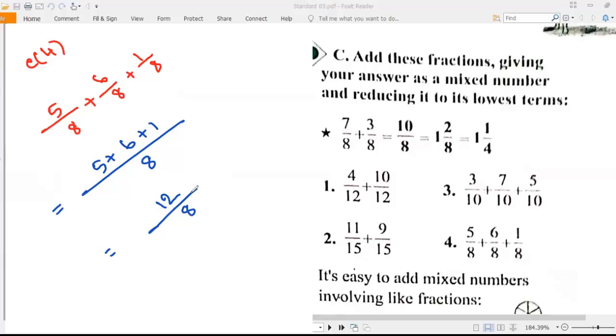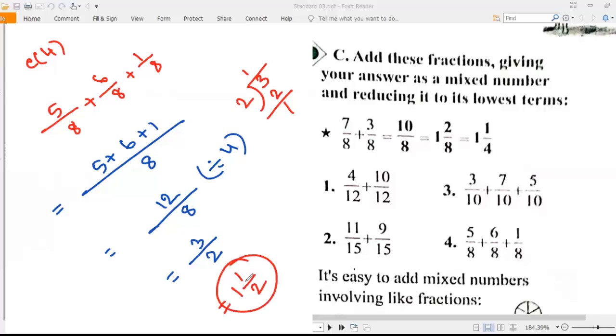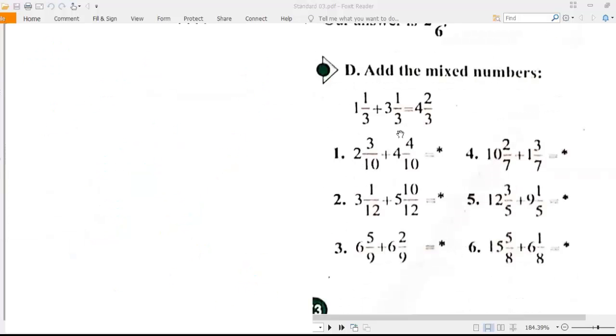Now we can convert it into its lowest terms by dividing both numerator and denominator by 4. 4 3s are 12 and 4 2s are 8. Now we have to convert it. We can convert 3 by 2 in this way. 2 ones are 2, remainder is 1. So our final answer should be 1 whole 1 by 2. Very simple.